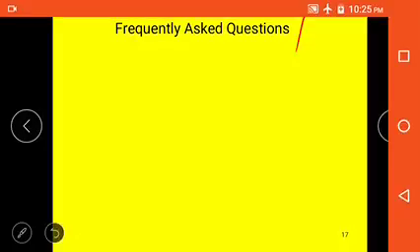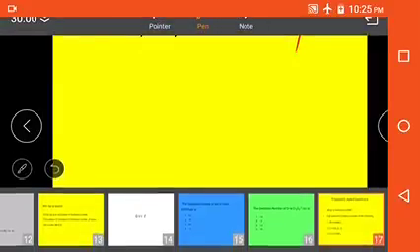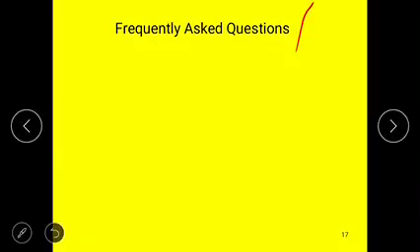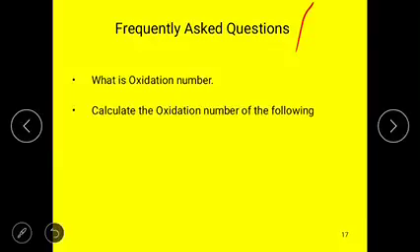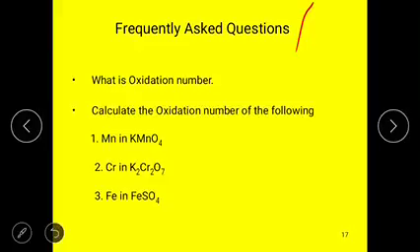From this, the frequently asked questions are: what is the oxidation number? Calculate the oxidation numbers of the following: manganese in KMnO4, chromium in potassium dichromate, iron in ferrous sulfate.